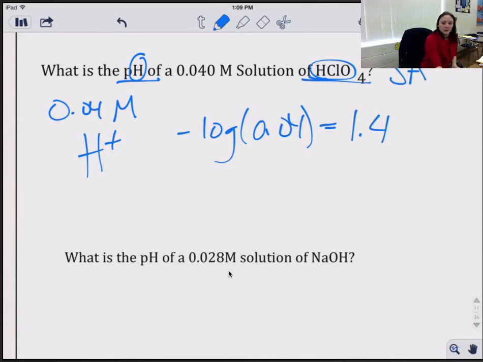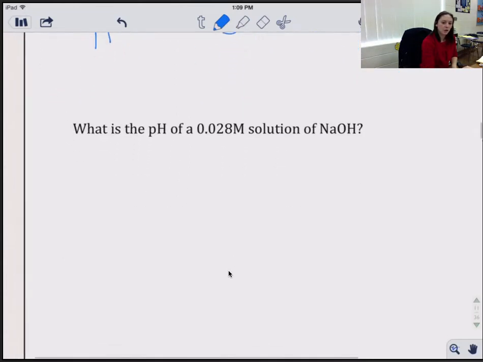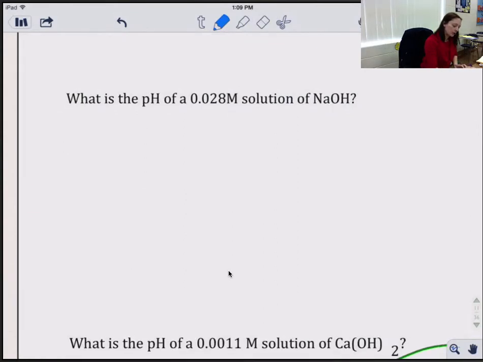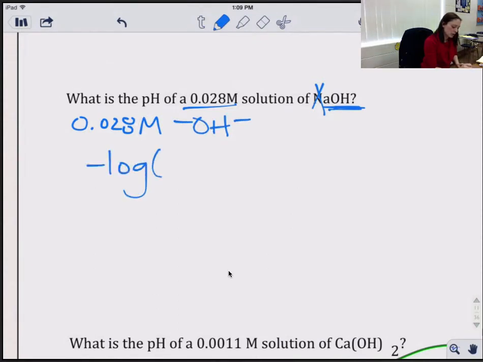Okay, so your pH should be 1.4. So now we're going to do what is the pH of a 0.028 molar solution of NaOH. Then that means we're going to look at the OH-. It's a strong base, so it completely dissociates. So I don't really care about the Na. All of that 0.028 molar for the NaOH is now just OH-. So I'm just going to do the negative log of 0.028, and that's going to give me 1.55.